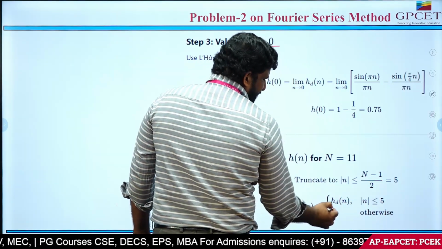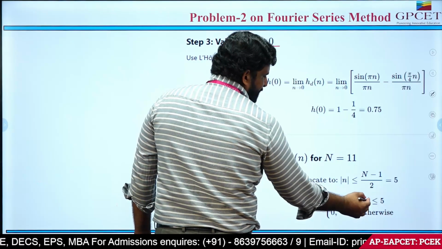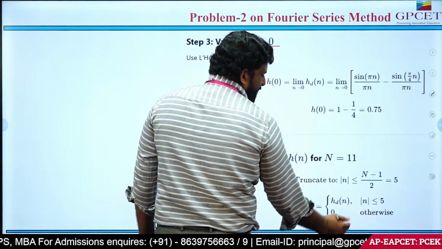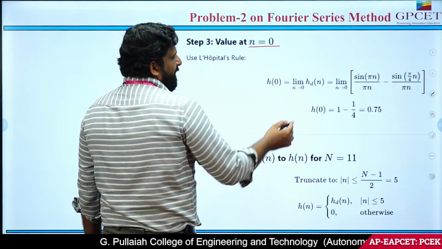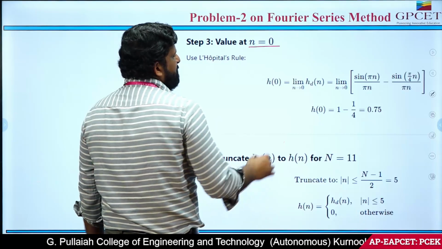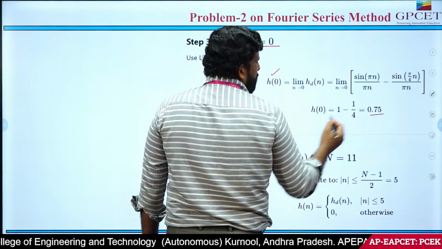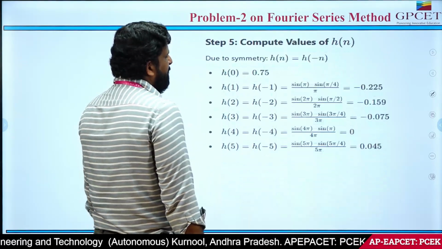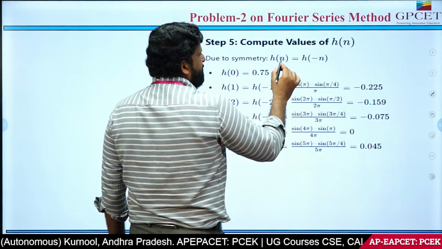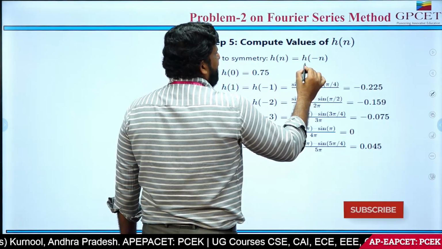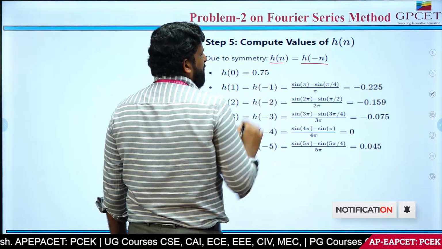That is, h of n is equal to hd of n, which will be present when mod n is less than or equal to 5, otherwise it will be equal to 0. After truncating, let me find all the symmetrical values by substituting. h of 0 is equal to 0.75, and similarly we compute all the symmetrical values. We already saw the symmetrical property, h of minus n will be equal to h of n.